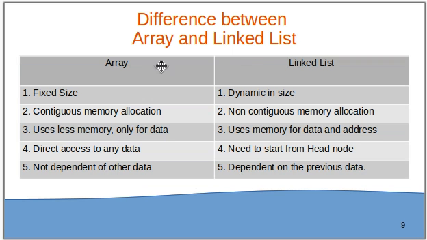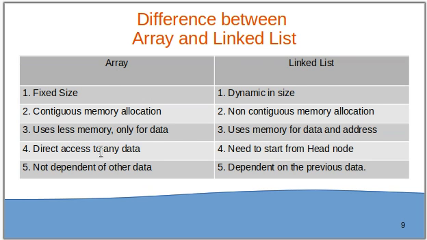Now the difference between array and linked list. As we said, array is fixed size. The increment of the size of an array will be difficult at runtime, but a linked list is dynamic in size. We can increase or decrease the size at runtime easily. Array allows contiguous memory allocation. Linked list allows non-contiguous memory allocation. Array uses less memory, as it only saves the data, and a linked list uses more memory as it saves data and the address of the next node.